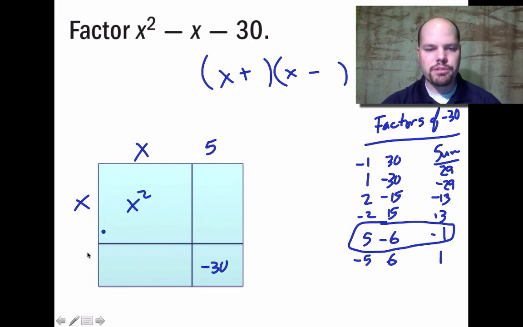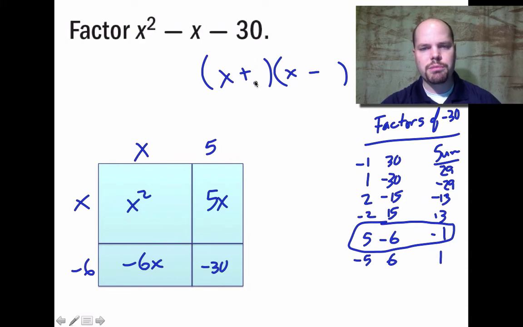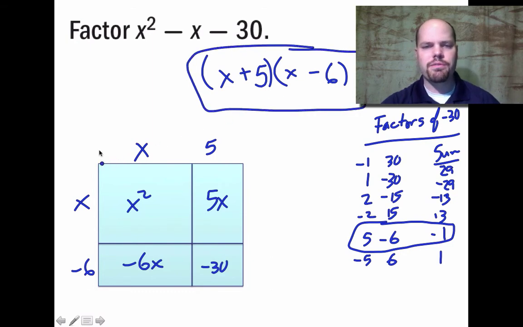So we could have x plus 5, x minus 6. This is going to be a negative 6 by x. This is going to be a 5 by x. Then we get x squared plus negative 1x plus negative 30. So it's going to be x plus 5 and x minus 6. That is the factored form of x squared minus x minus 30.